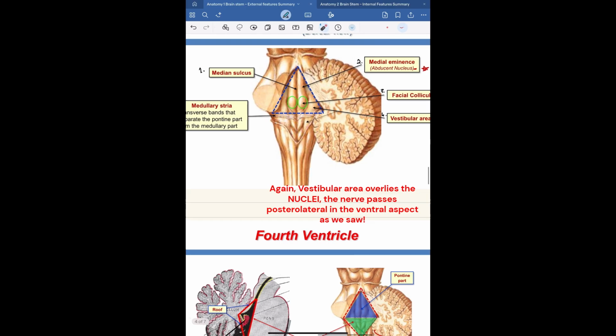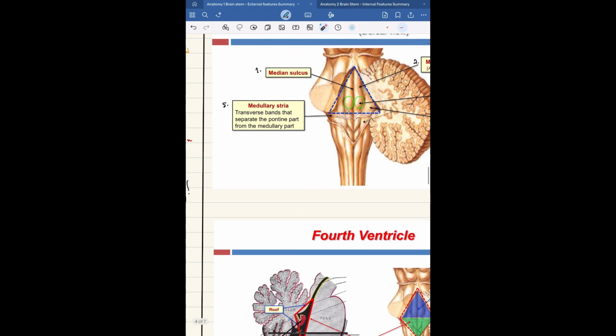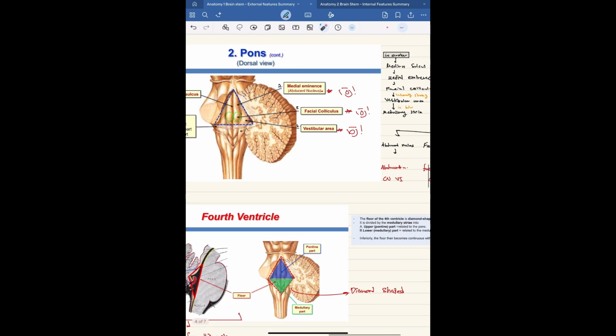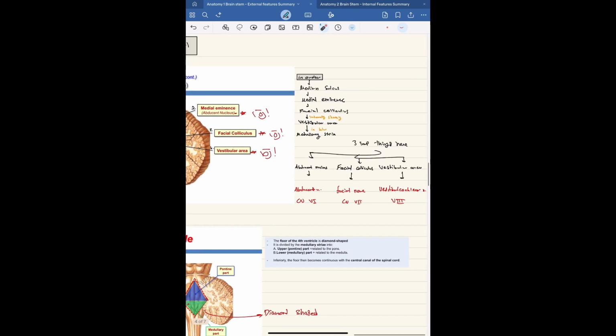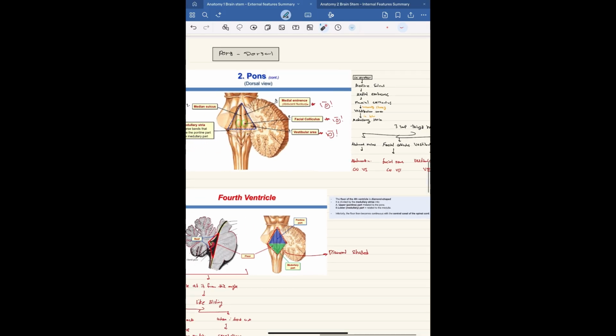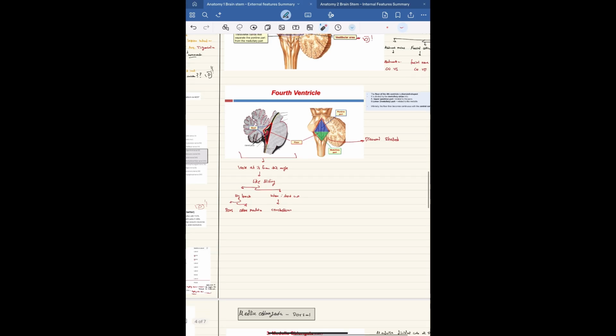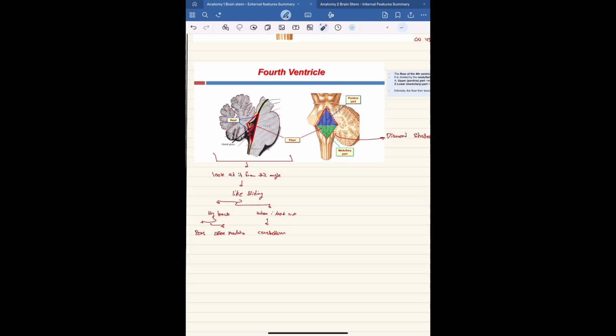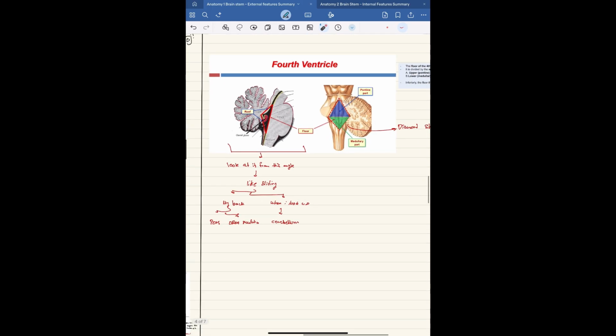Alright, here you see down, this is the medullary stria, which are transverse bands, as it literally looks like transverse bands that separate the pontine from the medullary part. Yeah, exactly. And I have written the notes for you here. And then you would see the fourth ventricle very simply. The fourth ventricle, you'd see it in that area.